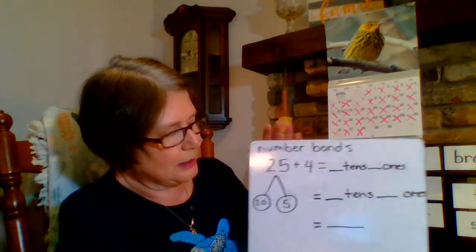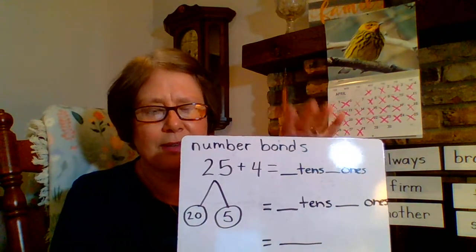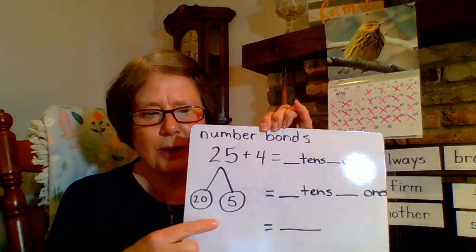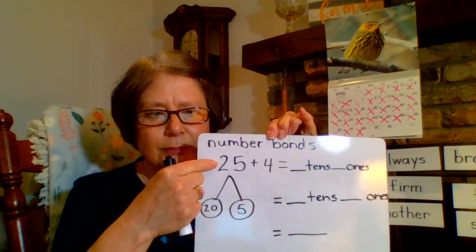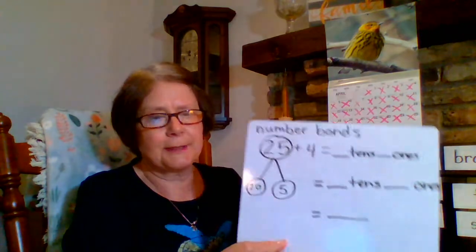Most of your moms and dads were not taught with number bonds, so it might be kind of hard for them to understand how to do this, and they might teach you even another way to do it, and that's okay. I've got my board up here and it says number bonds at the top. This right here is a number bond. So it's when you have a whole number, that's 25. Now I'm going to put a circle around that. That is the biggest number in our math sentence, in the part of the number bond.